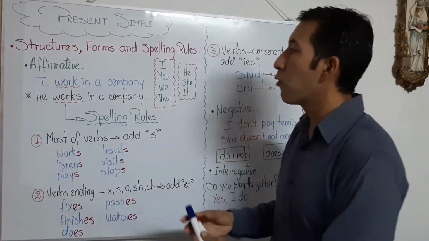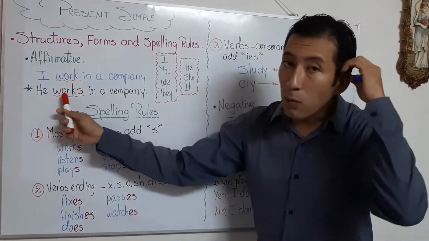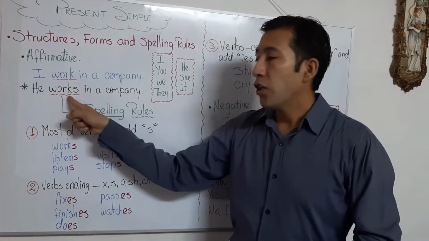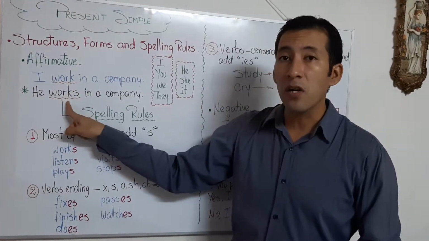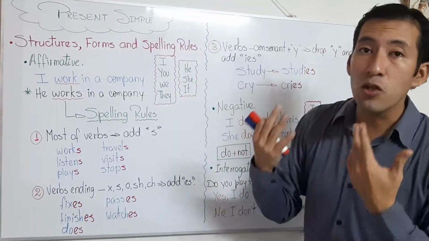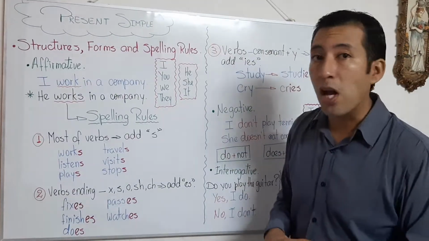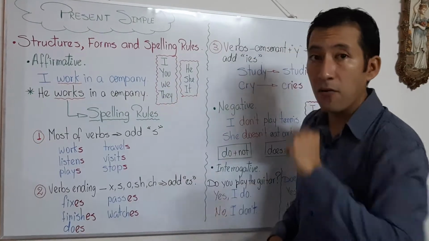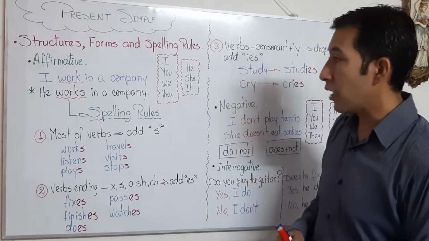In the affirmative form we have two examples: I work in a company and he works in a company. Do you remember this change, when I say I work and when I say he works? In my previous video I took the decision to divide the subject pronouns into two groups: I, you, we, they, my first group, and he, she, it, the second group.